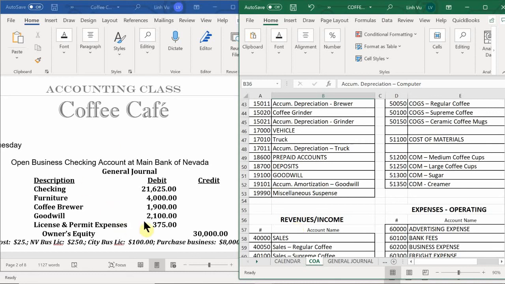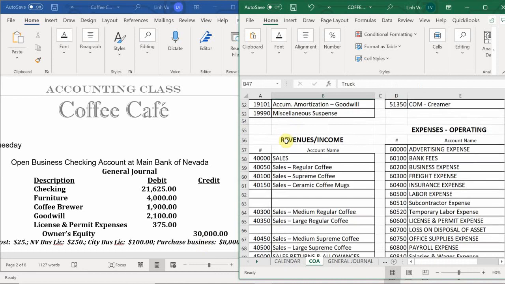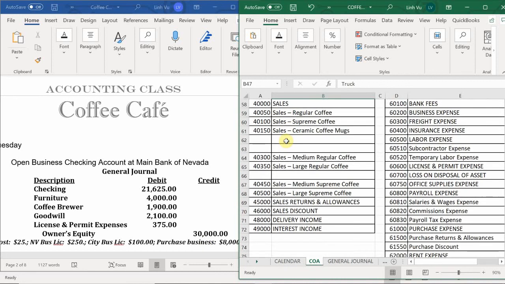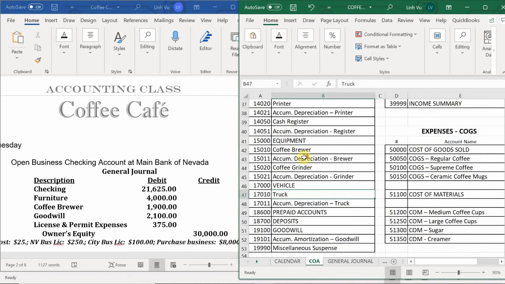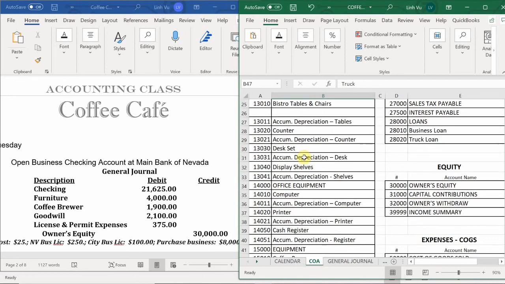And of course, equity is going to be the net worth of my company. Do I have just a regular equity account, or in this case, owner's equity? We do have an owner's equity account, 30,000. Because I'm investing my own money into the company, this is the value of my company starting out.